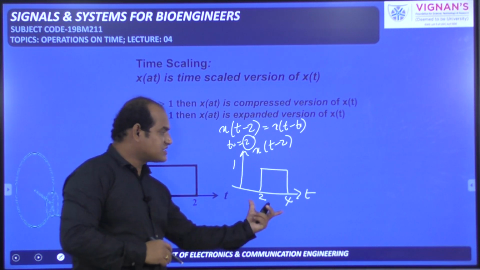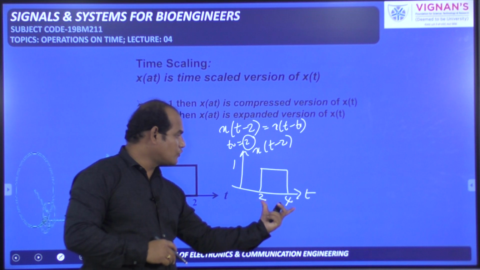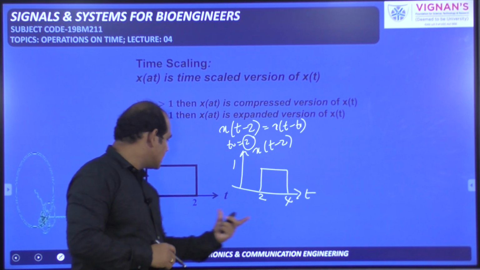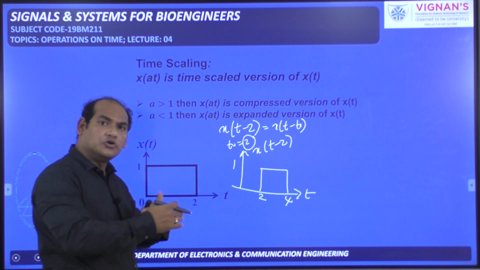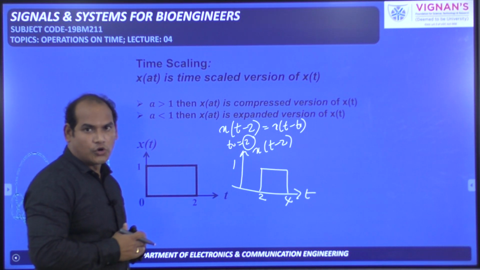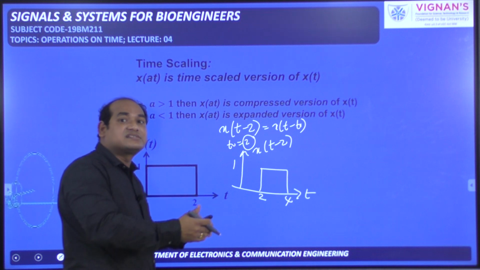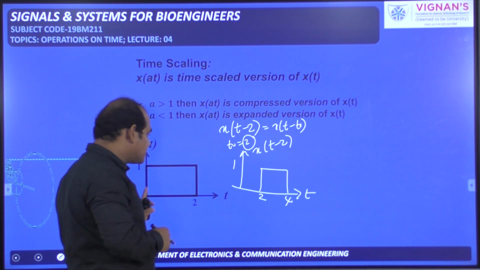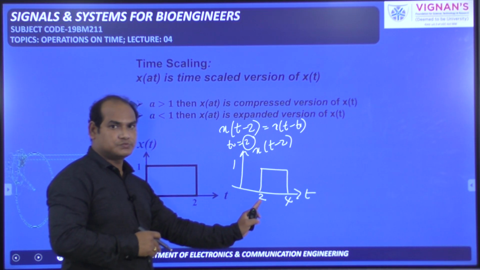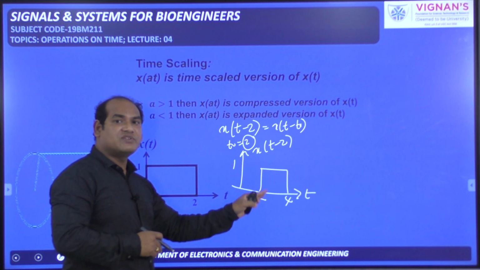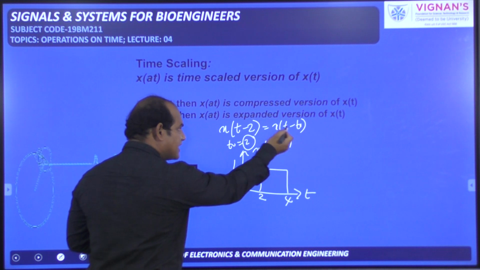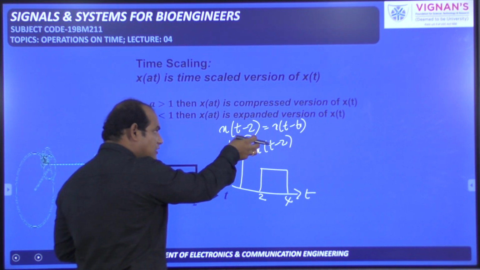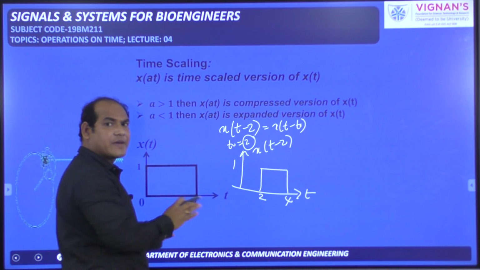Here you see the duration of the signal is 2 seconds only. 2 to 4 means 4 minus 2 is 2 seconds. Here also duration of the signal is 2 seconds only. Because it is the time shifting, duration will not be affected. But where the signal starts, that will be changed. Here signal starts at 0, but here signal starts at 2. What is the procedure we have followed here to draw this signal? We have identified t naught is equal to 2, that 2 value should be added to the time axis.